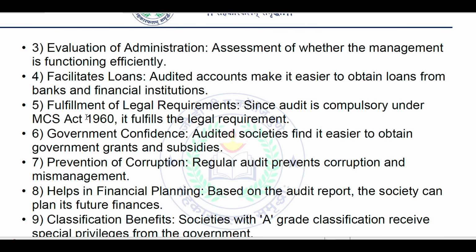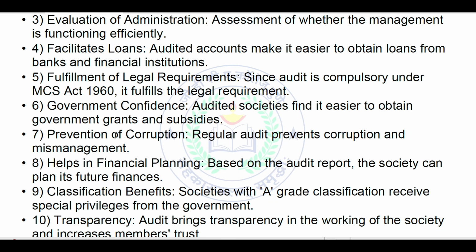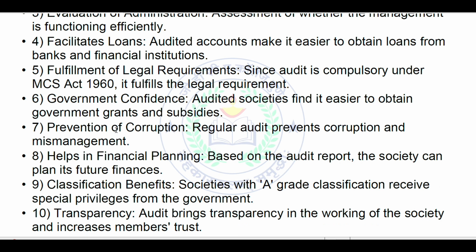Number 3, evaluation of administration. Assessment of whether the management is functioning efficiently or not. Number 4, facilitates loans. Audited accounts make it easier to obtain loans from banks and financial institutions. Number 5, fulfillment of legal requirements. Since audit is compulsory under the MCS Act 1960, it fulfills the legal requirement. Government confidence. Audited societies find it easier to obtain government grants and subsidies, you can say.